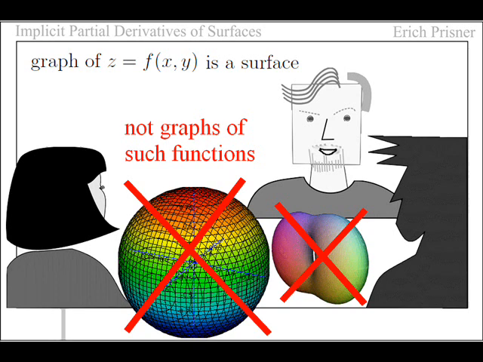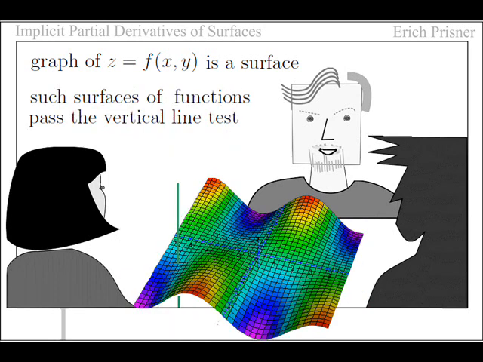Again, the reason is that these surfaces do not pass the vertical line test. Some vertical lines meet the surface in more than one point. Take the z-axis as an example here. So again, a surface is a graph of a function c equals f of x, y of two variables if it passes the vertical line test, where every vertical line meets the graph in at most one point.